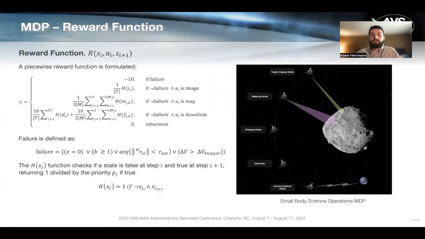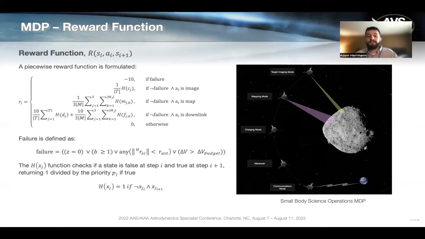So we formulate a piecewise reward function. I won't go into detail of the specific notation, but I'll talk you through it here. The first condition we check for is failure. We return -10 if the spacecraft drains the batteries, overfills the data buffer, or exceeds the delta V budget. And then if no failure occurred and we entered an image mode, we loop through all of the imaging points and we return some small reward bonus for every target that was imaged successfully for the first time.